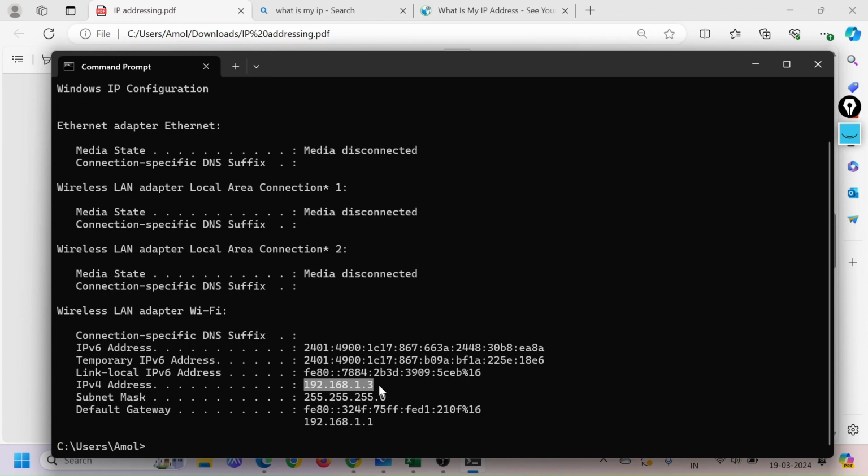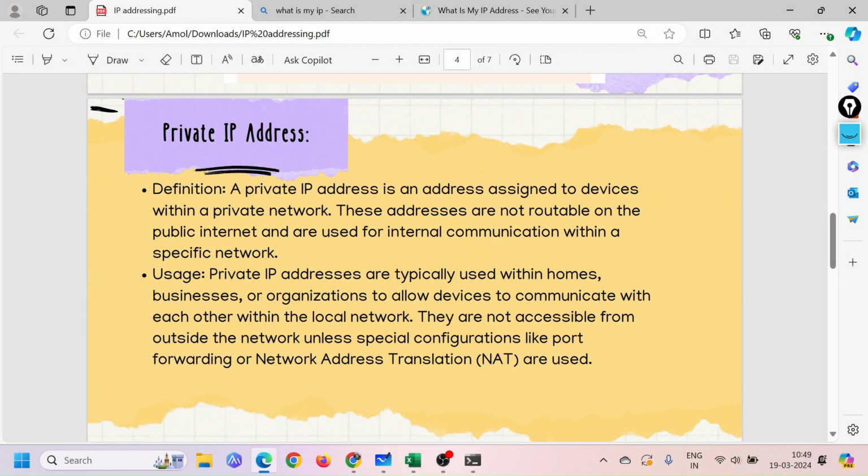Let's say I have one more device connected at my home. That device will have a similar IP like 192.168.1 dot something, like 4 or 5 instead of 3. This digit gets replaced by something different, so within a network a unique IP gets assigned to each device. That's what a private IP is, and these addresses are not routable on the public internet. Those IPs are not recognized on the public internet. We have to use the public IP to be recognized on the internet, so private IPs are used for internal communication within a specific network.